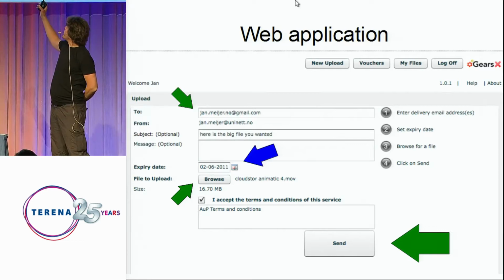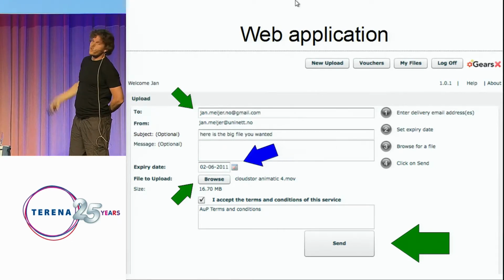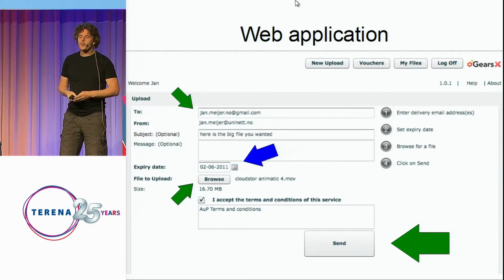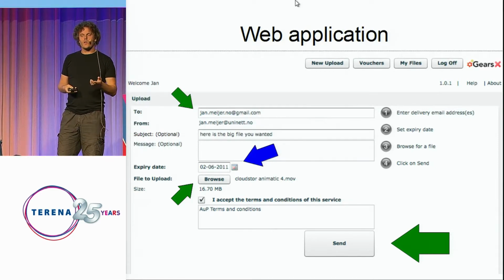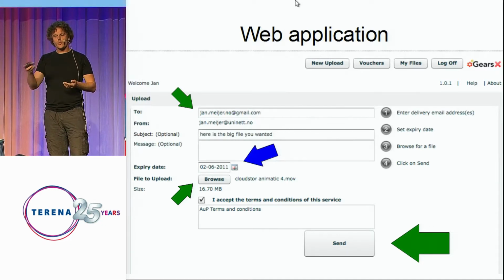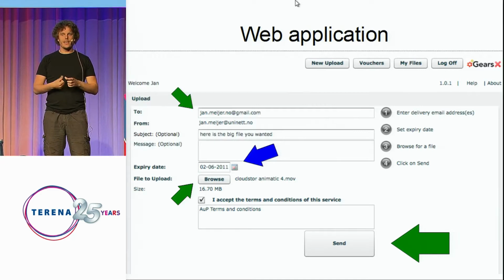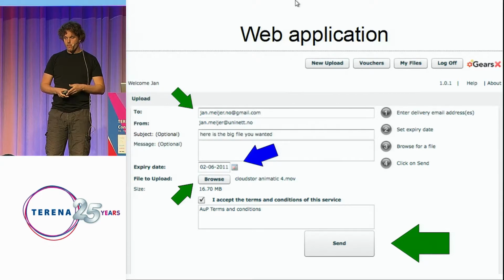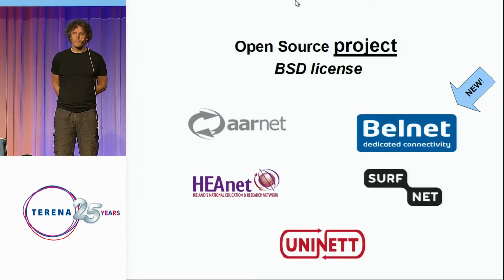You can also see, where's my laser pointer? There's a little voucher button here. So I said federated logon, right? What happens if I have a collaborator in the US that doesn't have federated logon? Then I can send them a one-time upload invitation. They'll use that. The My Files button gives access to controls like delete file, resend the download link, or add a recipient. That's it. That's all it does. But it does it really well.